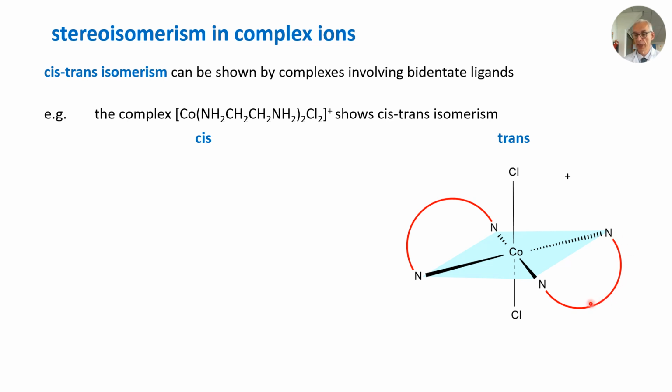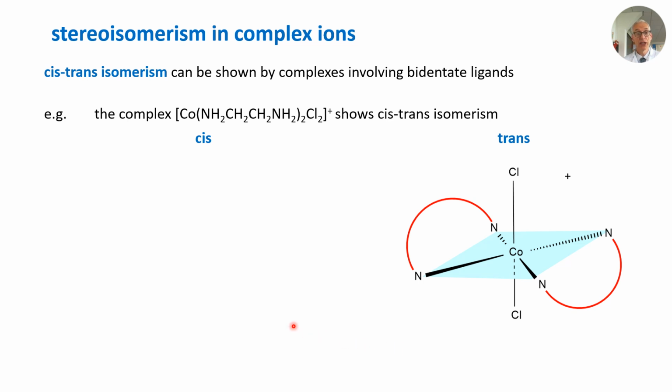So here we have the 1,2-diaminoethane, and this is the second one. And here are our 2 chlorines on opposite sides of the cobalt, above and below the plane of the square planar structure. Okay, pause and draw the cis isomer. Come back when you're ready.